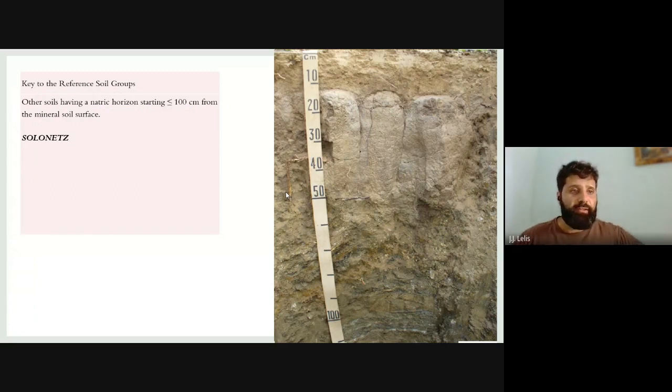We can also see the solonetz, and the solonetz are related to a natric horizon. The natric horizon is related to those soils that possess a high amount of sodium. And the natric horizon should start within 100 centimeters from the mineral soil surface. If you have a histic or folic horizon, you don't need to count them. From the mineral soil surface, from the first A horizon, you start to count, and inside this 100 centimeters you find the natric horizon.